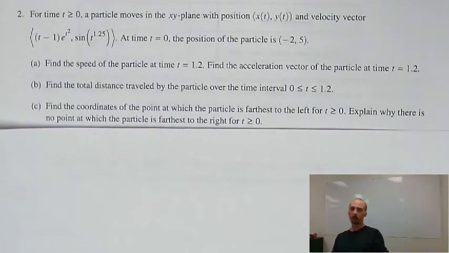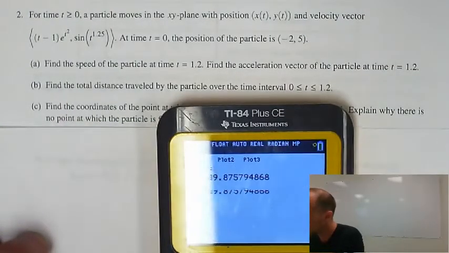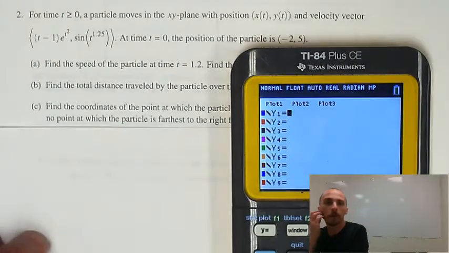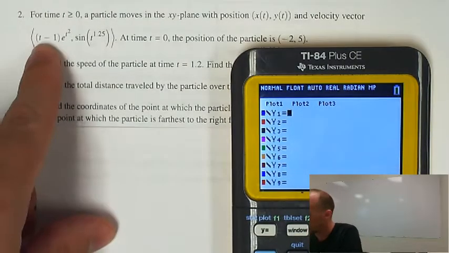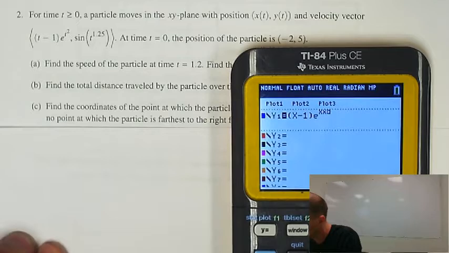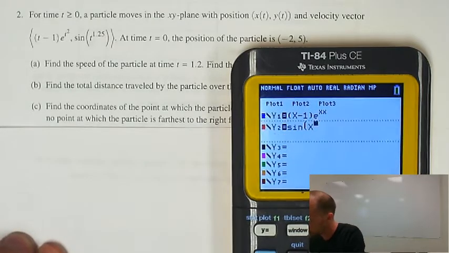and velocity vector given by basically what I'm going to call x prime of t and y prime of t, t minus 1 e to the t squared, and sine of t to the 1.25 respectively. Based on how I know these parametric equations free response questions go, I'm going to put this in y1 and I'm going to put that in y2 just preemptively, right? So I'm going to say t minus 1 times e to the t squared. And then in y2, I'm going to put in sine of t to the 1.25.